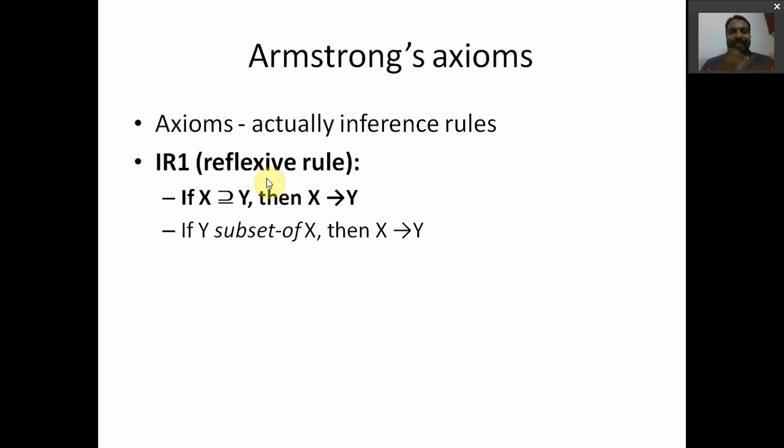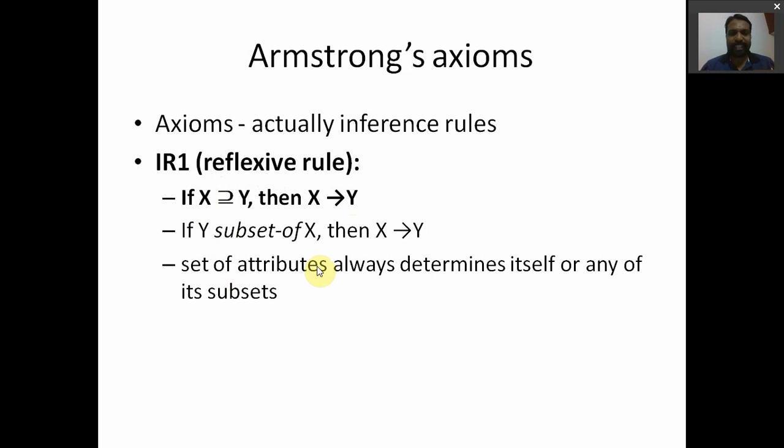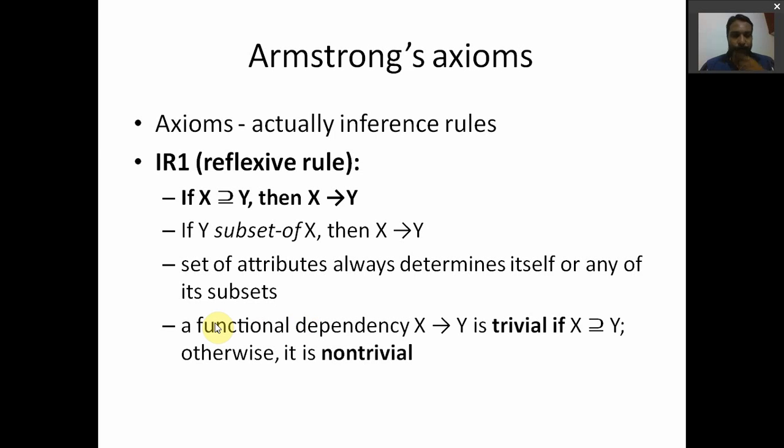So the name itself says it's a reflexive rule. Reflection. It is like looking into a mirror. We can see the reflection. So here y is actually a subset of x. So x contains y. So a set of attributes always determines itself or any of its subsets. We will see with an example, then you will understand.